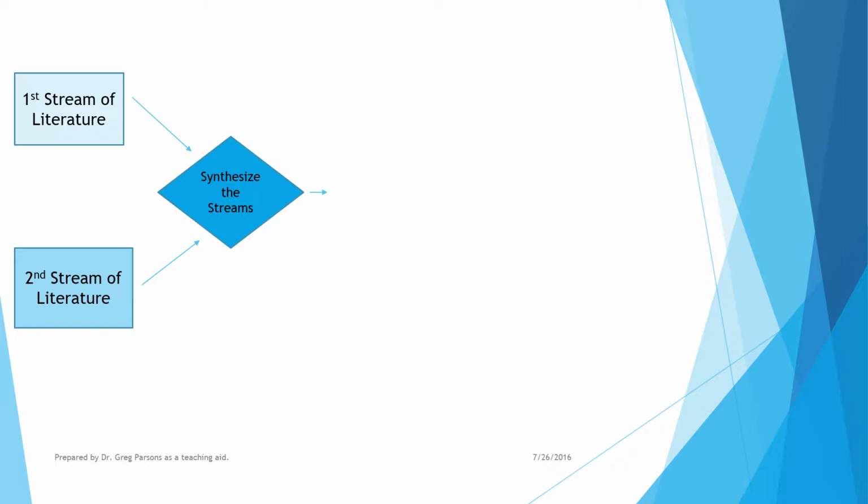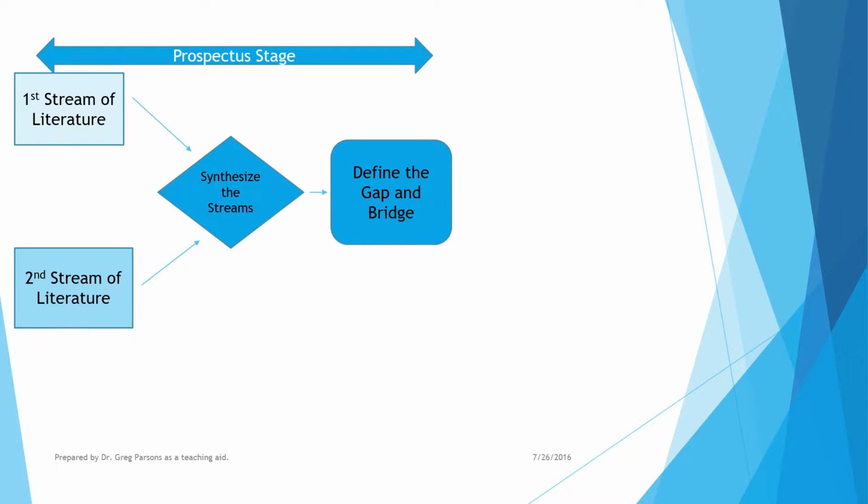Those streams are synthesized into what we call a gap and a bridge. The gap is how the 2 theoretical bases can be combined together, so that you're contributing to the literature. This is the prospectus stage. When this has been completed and approved by your advisor, then you can be assigned to a committee or a panel, whatever you want to call it, where some more faculty members join the party.